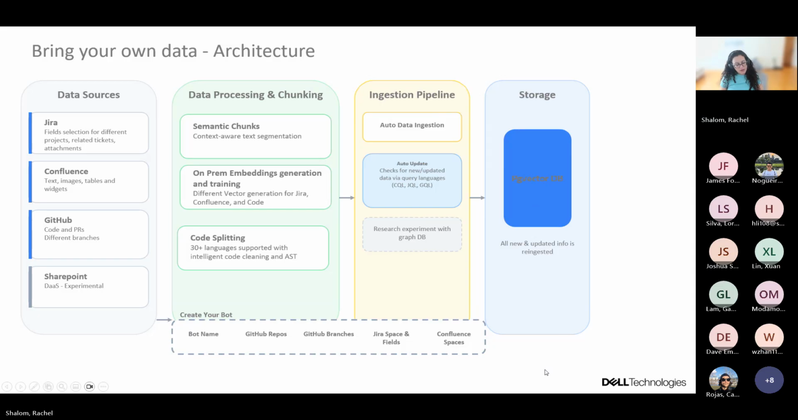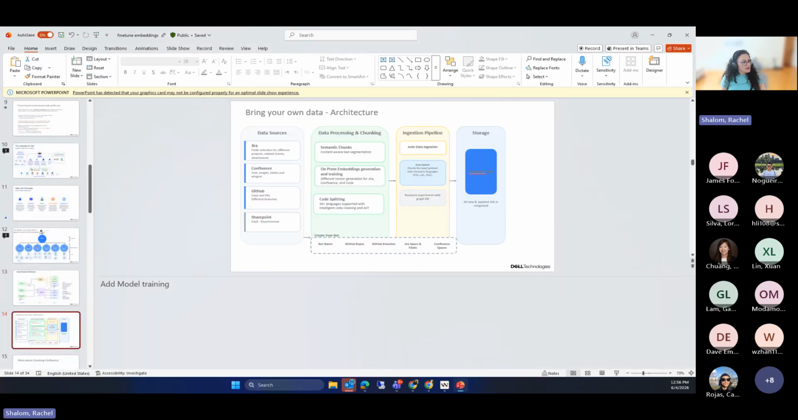Rachel, we have a question in the Q&A: are the arrows in the diagram connected via MCP? That's the question. Wait, let me read the question again. So the arrows in the diagram, are we referring to this diagram or which diagram? This one?